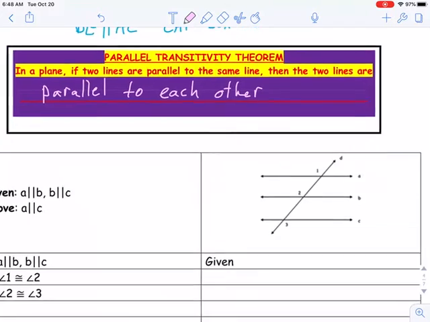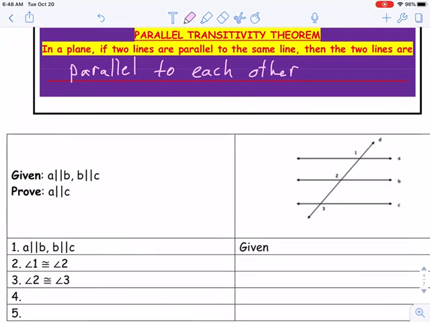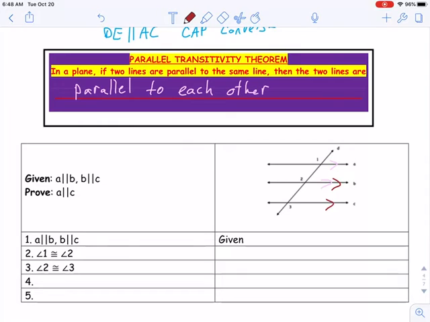All right. So again, good habit to draw in our picture. A is parallel to B, B is parallel to C, so they must be parallel to each other. Let me actually do the different colors just for fun. Okay, and our first reason is given. All right. So I really like this proof because we get to go back and forth between our theorems or postulates or converses, whatever.